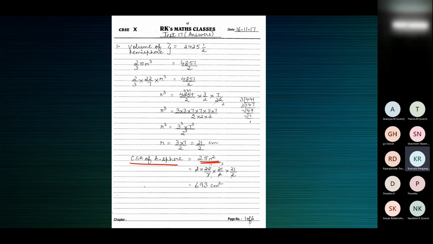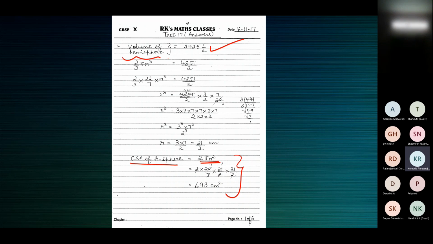So 2 into 22 by 7 into r. We don't have the value of r. So that means before you work this, you have to find the value of r. If it's not given, then some other information will be given to you in the question to find the value of r. And that information is the volume of the hemisphere.